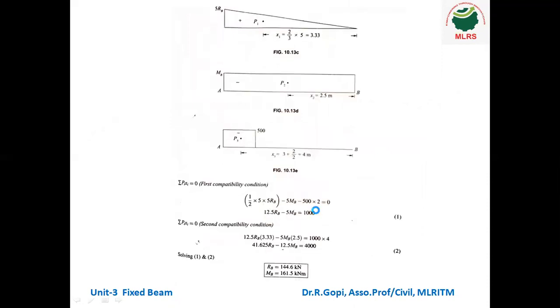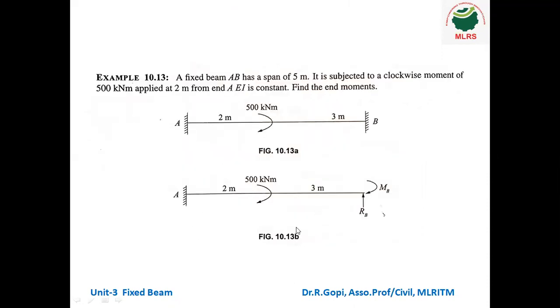In a fixed beam, if a moment is acting, we can easily solve it, because for the moment condition the bending moment diagram is a pure rectangle only. So no triangle, no parabola. So we can easily solve. Is it clear, students? Any doubts, you can ask me now.